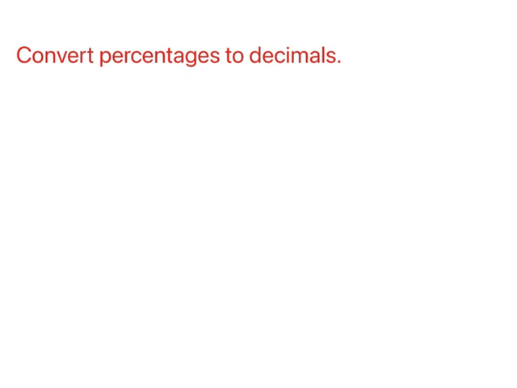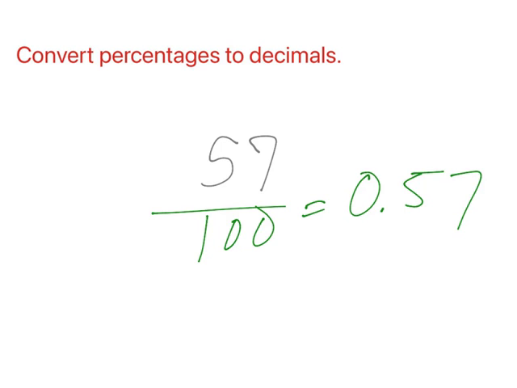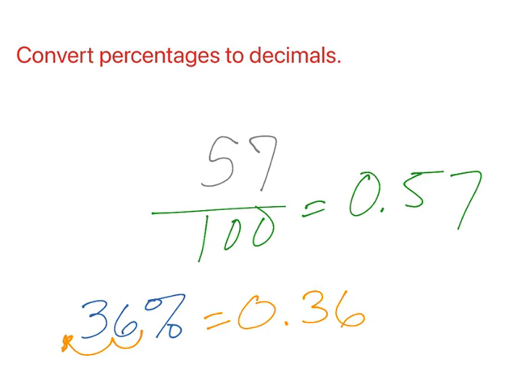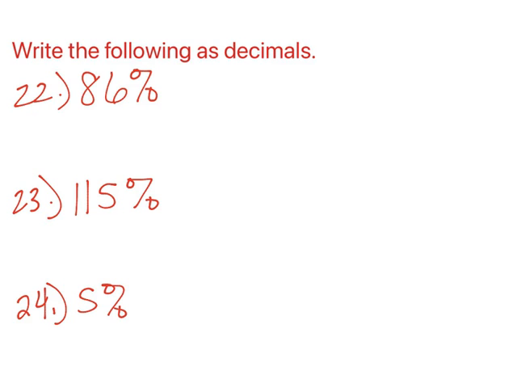Last but not least, converting percentages to decimals. Now, we're just going the other way. So if I have 57%, to change to a percent, we multiply by 100. To change out of a percent, we divide by 100. So that's the easy way to do it. You can divide this with your calculator, but the same idea, you're going to end up moving your decimal. So if we have 36%, we're going to divide by 100, which moves the decimal left, and we end up with 0.36.